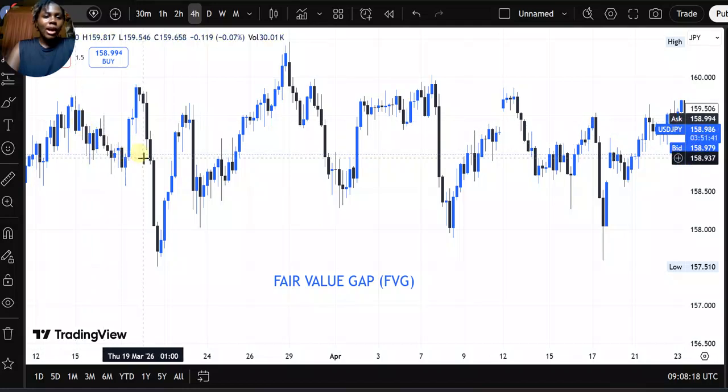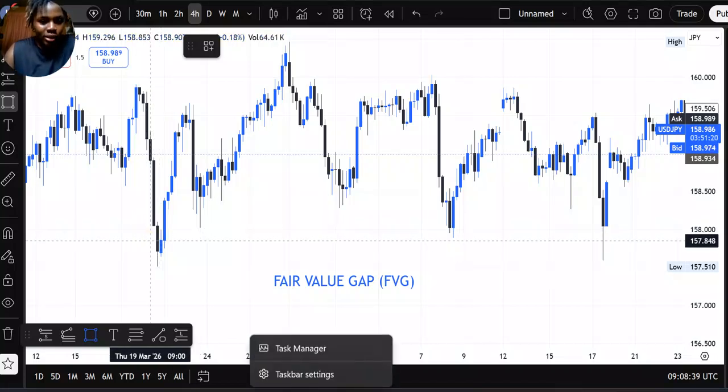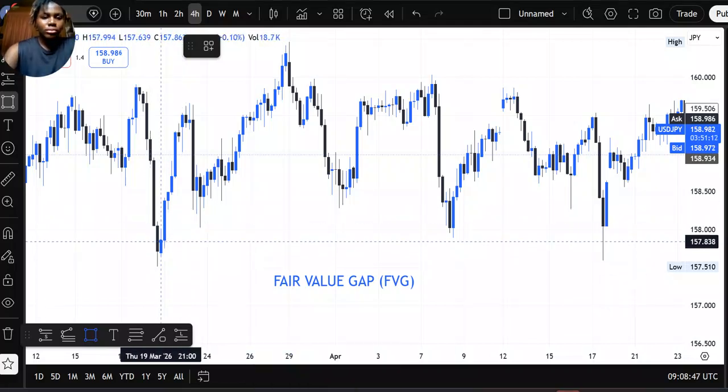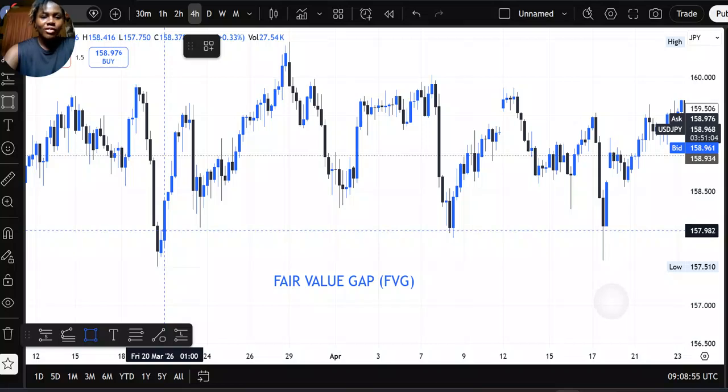So firstly, here we have, you can see clearly, at this point there's a gap. So let me show you something. There's a gap at this point, so we're going to mark it out. This is how you spot it. You can see that on this previous candle, this candle top to the next candle, there's a gap between it. That's literally a fair value gap.